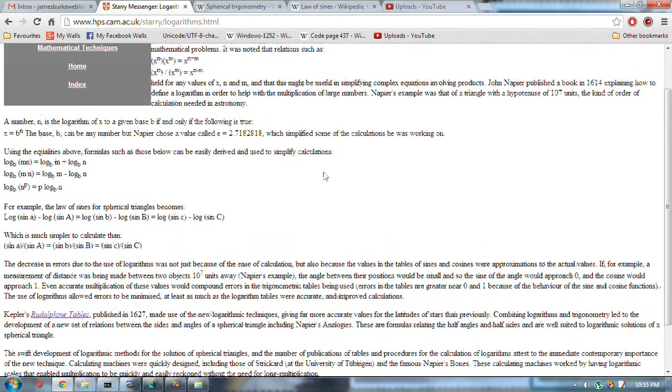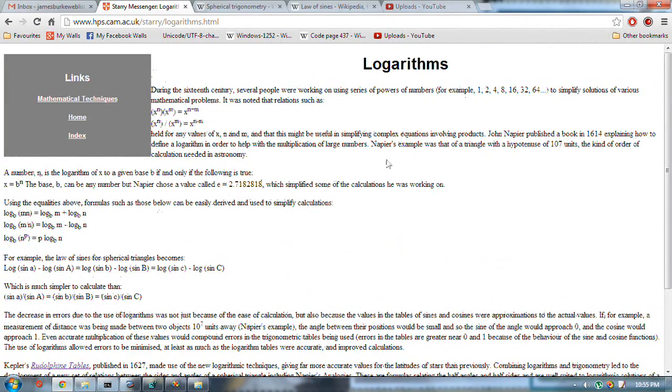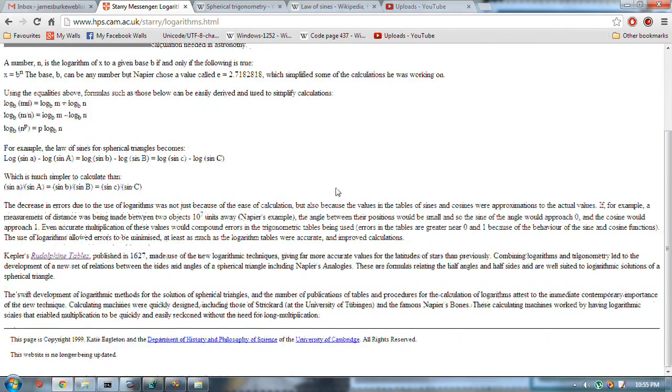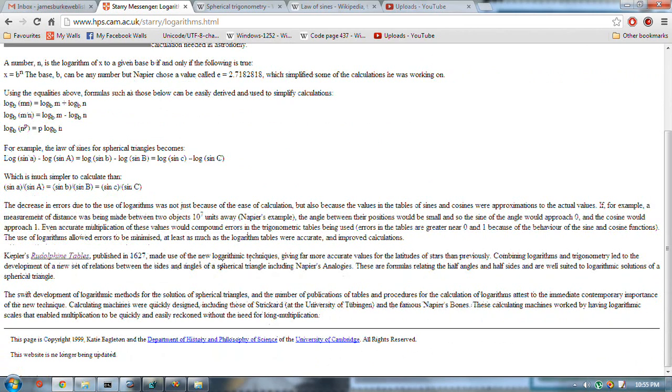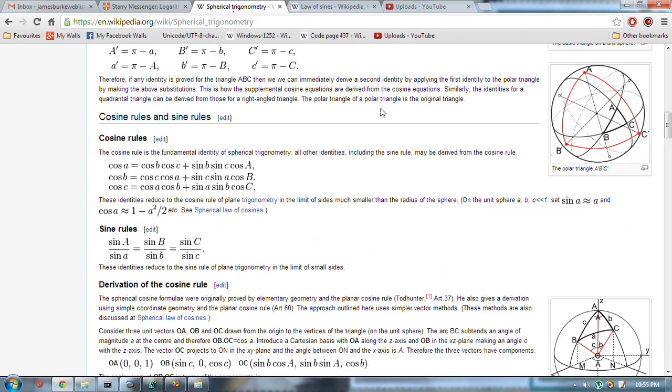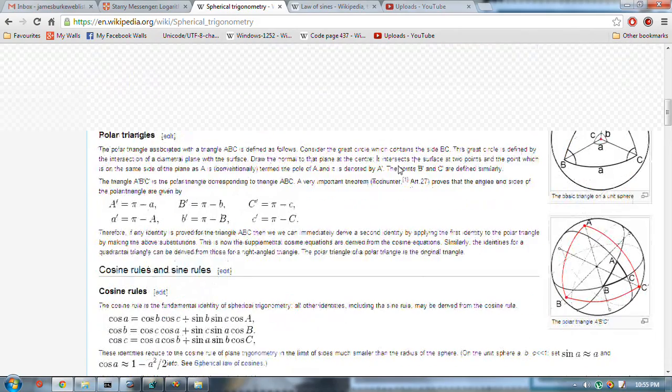And now they do these calculations using something called spherical trigonometry, or spherical triangles. You're dealing with these things called spherical triangles. And what's a spherical triangle? They are triangles that are on a sphere.